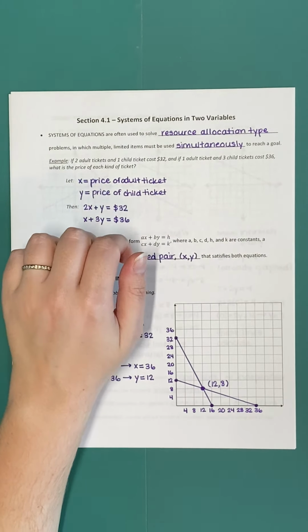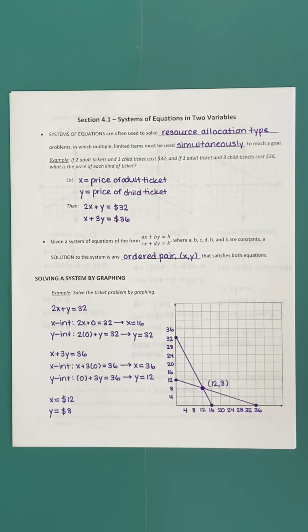So just based on having that one piece of information, we can't definitively say an adult ticket costs this much, a child ticket costs this much. We have to have the two different pieces of information here in order to uniquely determine what the price is for each of these individual items.